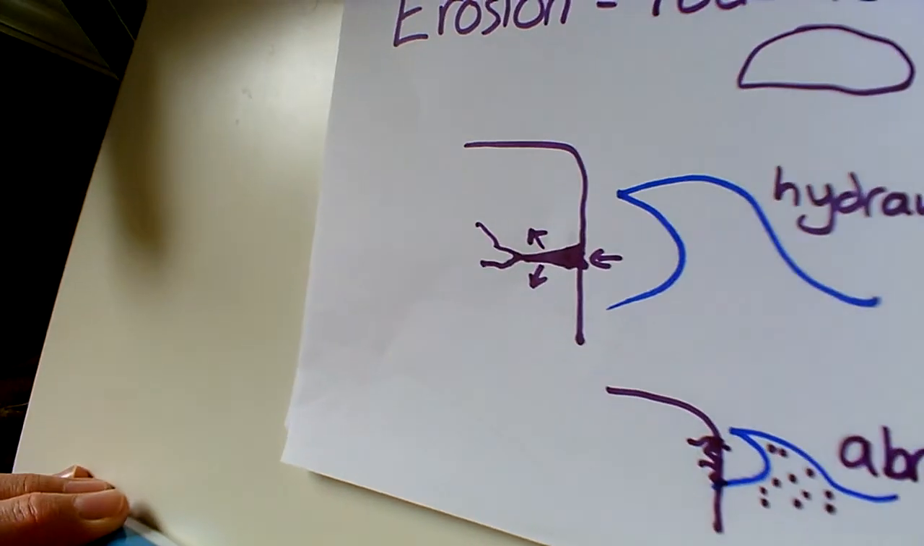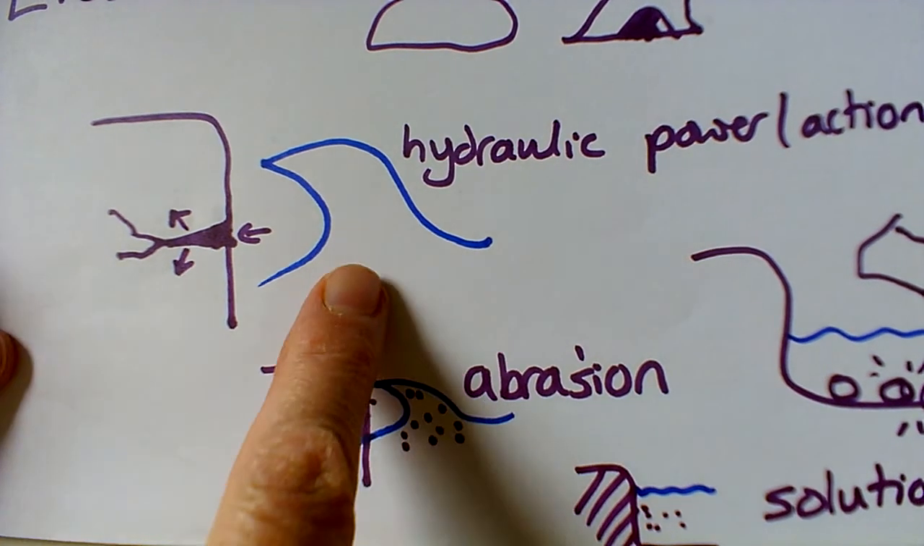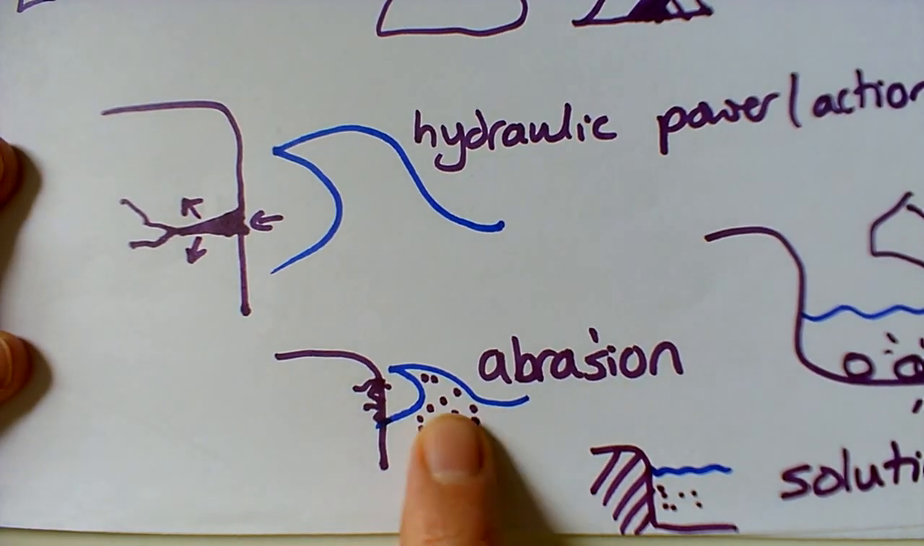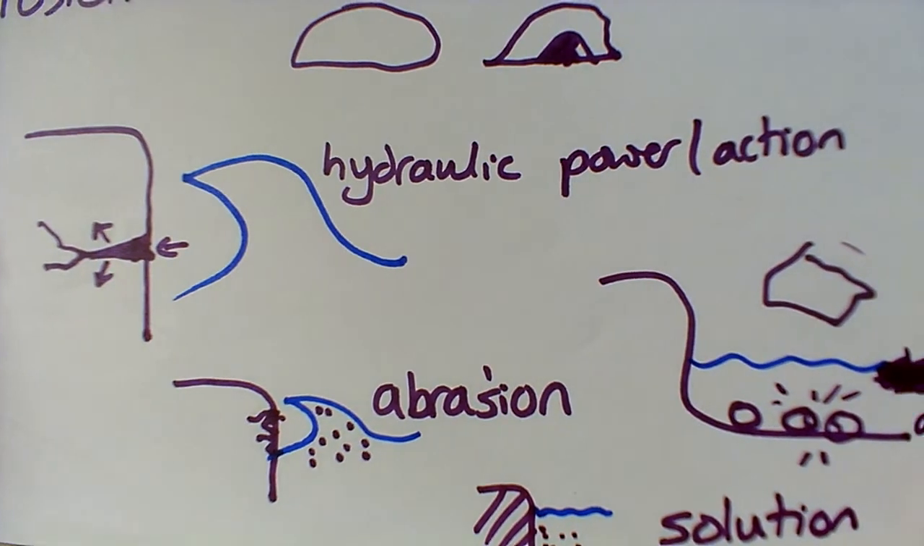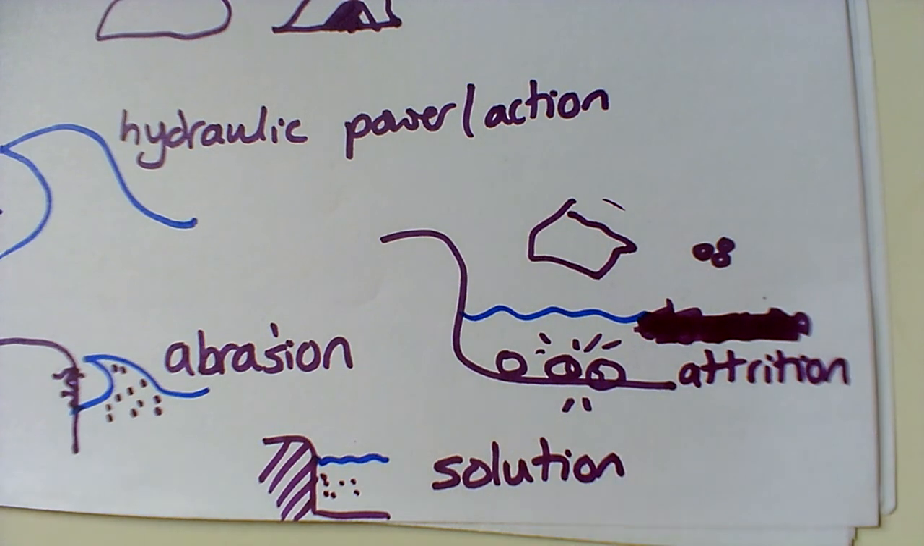Okay, so we have hydraulic power or action when the wave smashes in. We have abrasion, where the waves carrying material smash against the cliff causing damage. We have attrition, where the rocks are knocking together, and we have solution.